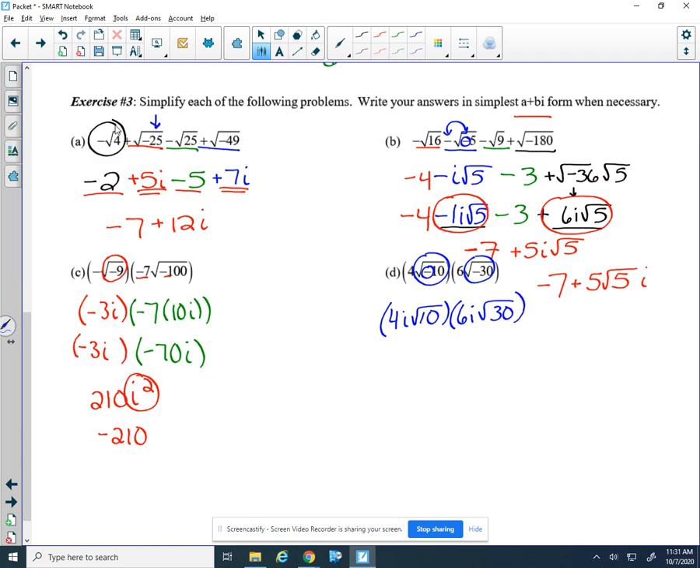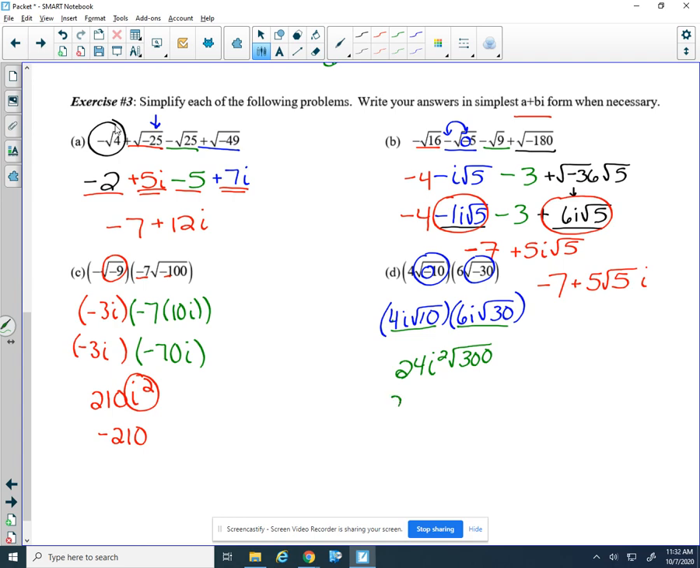Now neither 10 nor 30 had perfect squares in them. If they did, I might have simplified them first. So when I multiply, remember no distributing. This is no addition or subtraction and no addition or subtraction. So I'm just going to do 4 times 6 is 24. I times i is i squared. Square root of 10 times square root of 30 is square root of 300.